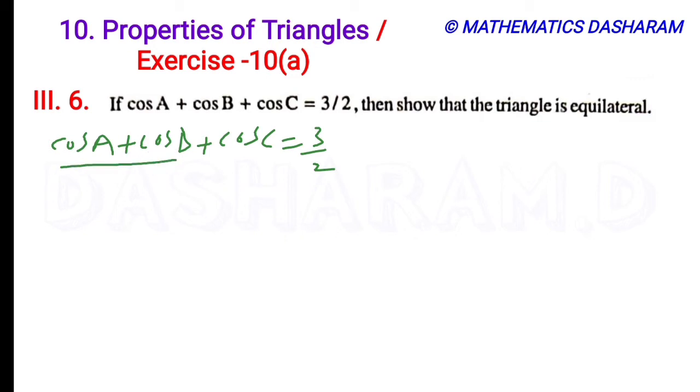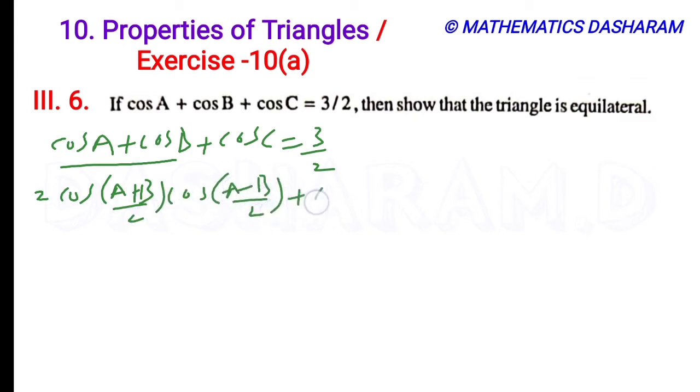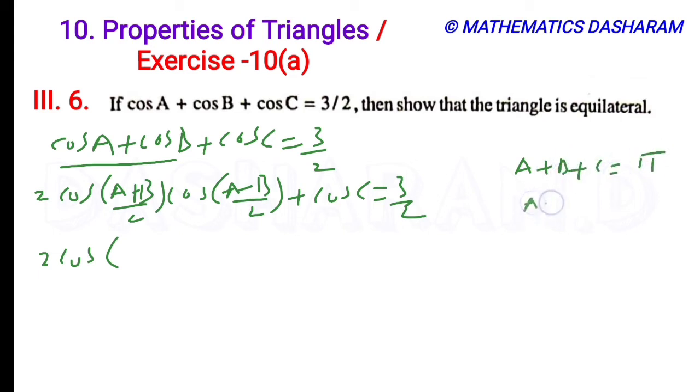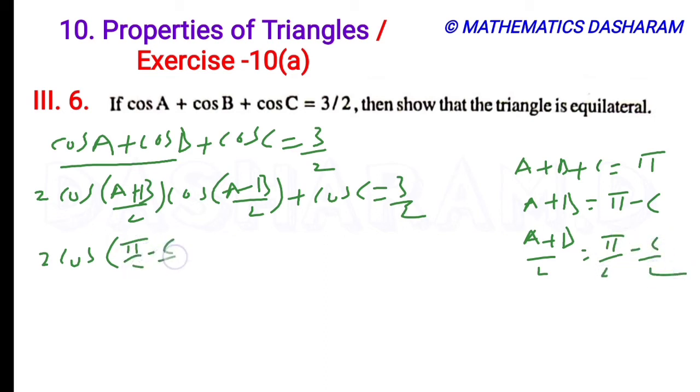For the first two, I am going to apply the cos C plus cos D formula, that is 2 cos (A plus B)/2 into cos (A minus B)/2 plus cos C equals 3/2. So 2 into cos (A plus B)/2. See here, A plus B plus C equals pi. From this, A plus B equals pi minus C, then (A plus B)/2 will become pi/2 minus C/2. So then here, pi/2 minus C/2.